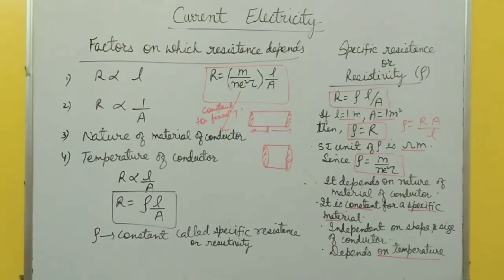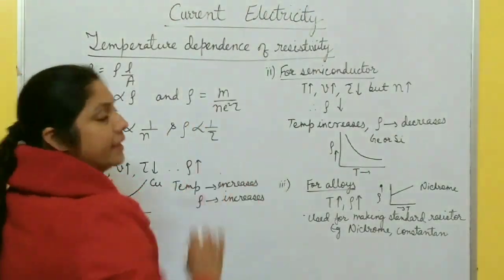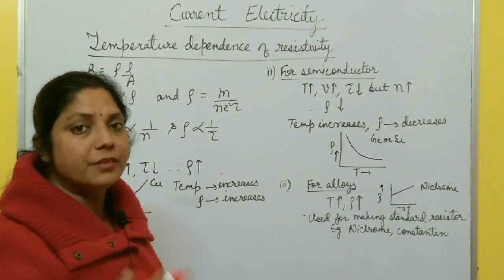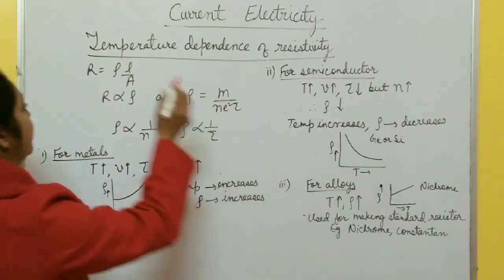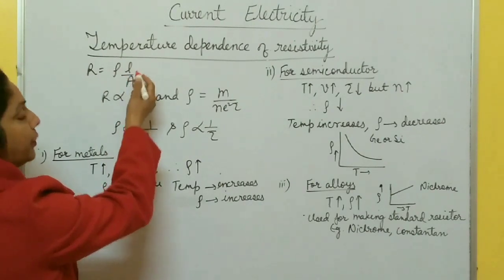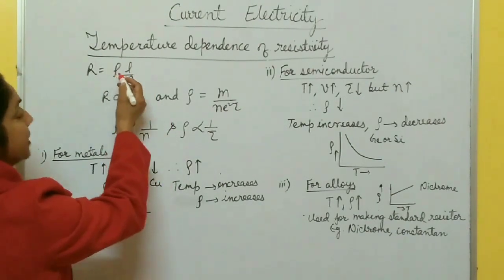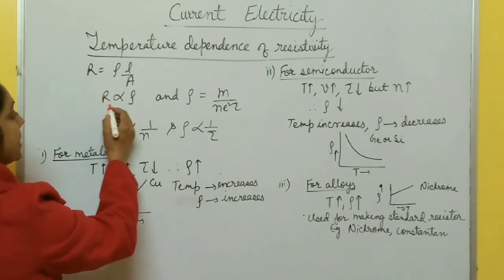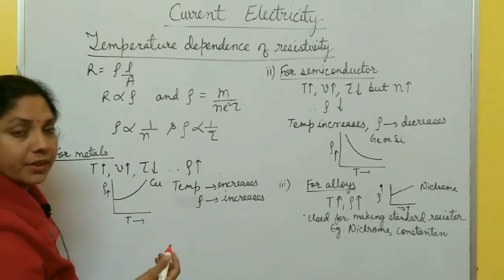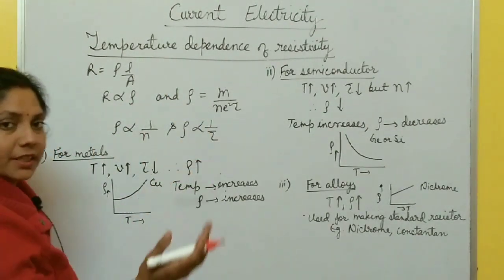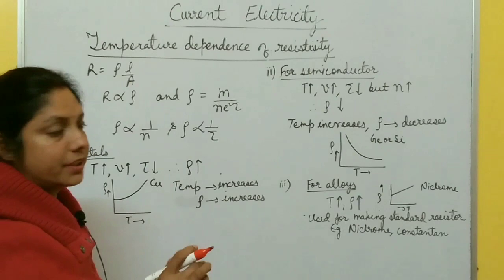Okay. Now, temperature dependence of resistivity. How does resistivity vary with temperature? You know resistance is R equal to rho L by A. Here rho is called resistivity. It means resistance is proportional to resistivity. So as the resistivity changes, resistance also changes, right?